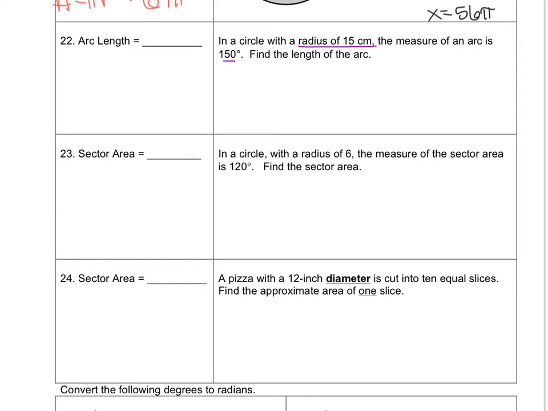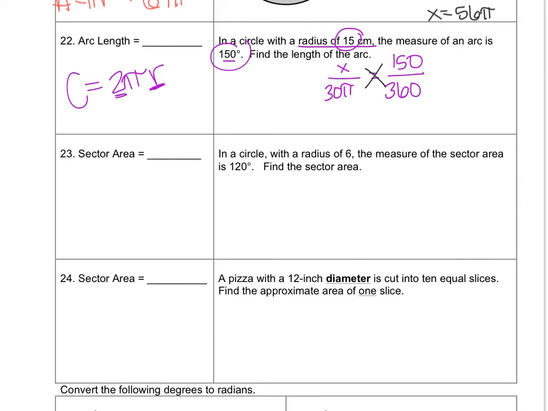So the arc length, I don't know what that is. I need to put it over the circumference. Circumference, remember, is always 2 pi r, or pi times d. Well, I know my radius is 15. If my radius is 15, 15 times 2 is 30. So my circumference is really 30 pi. Okay, equals the number of degrees I'm using. It says the measure of an arc is 150 degrees. So I'm using 150 divided by the total number of degrees of a circle, which is 360.